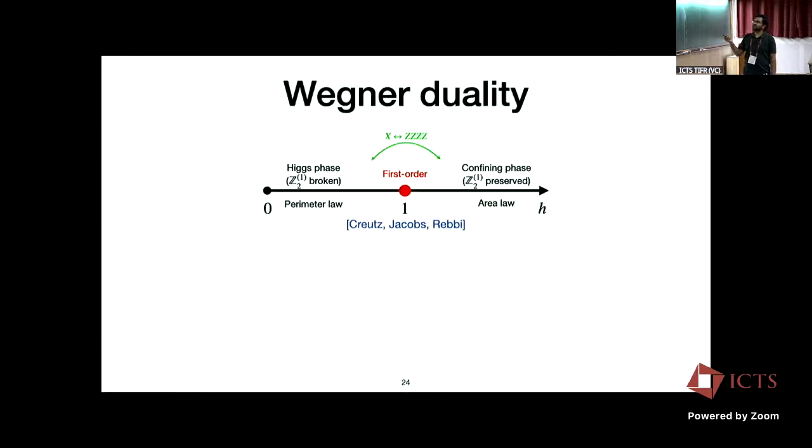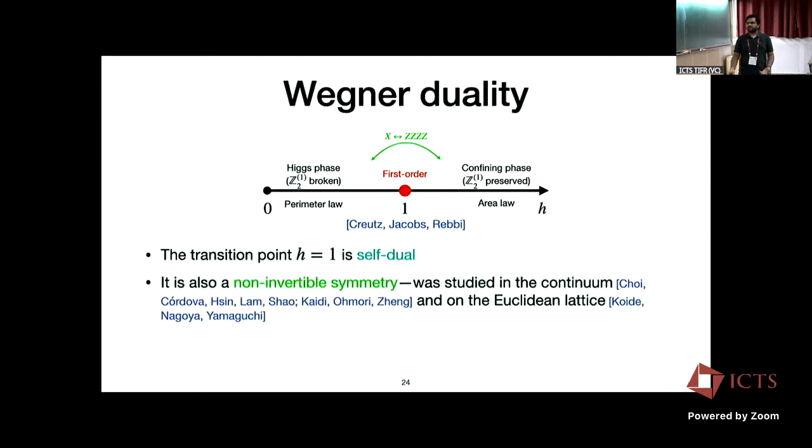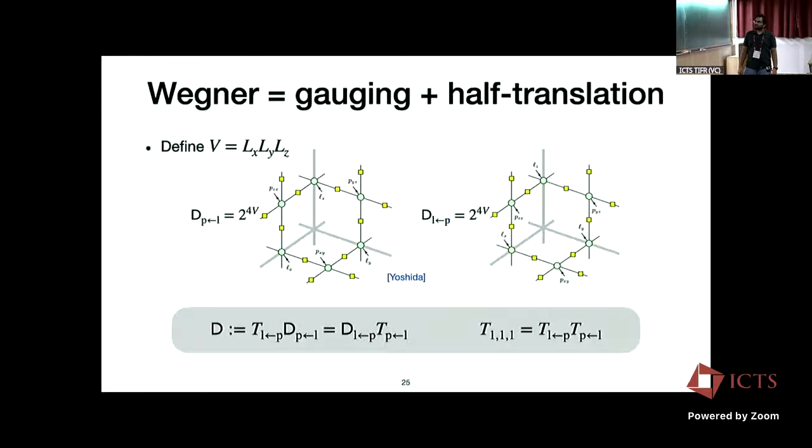This is because of the Wigner duality. In this case, it exchanges the 2 terms in the Hamiltonian again. X and Z both get exchanged. So the transition point is self-dual, and once again, there is a non-invertible symmetry at this point. And this was analyzed in the last 5 years or so in the continuum and on the Euclidean lattice. So we can play the same game again. We can think of Wigner duality as gauging the Z2 1-form symmetry. And people have written down maps that implement this gauging.